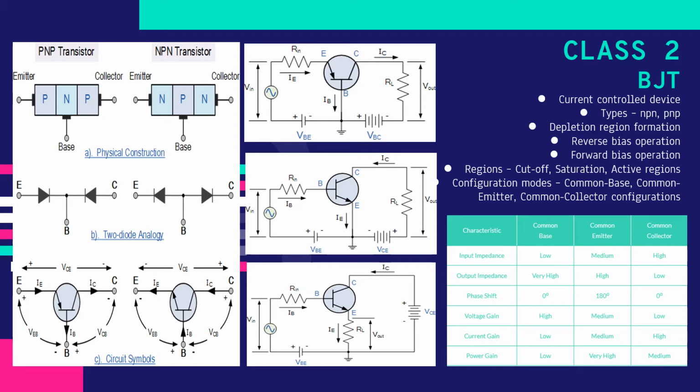In the saturation mode, both your junctions, that is the emitter to base and the collector to base junctions, will be forward biased and the current flows through the device. We also covered the common BJT configurations, which are the common base, common emitter, and the common collector configurations, as well as their related formulae.